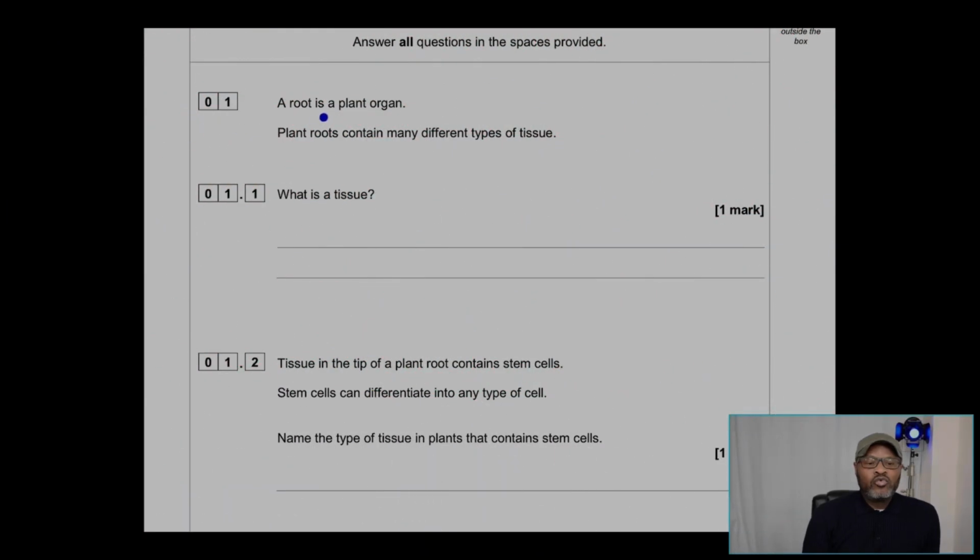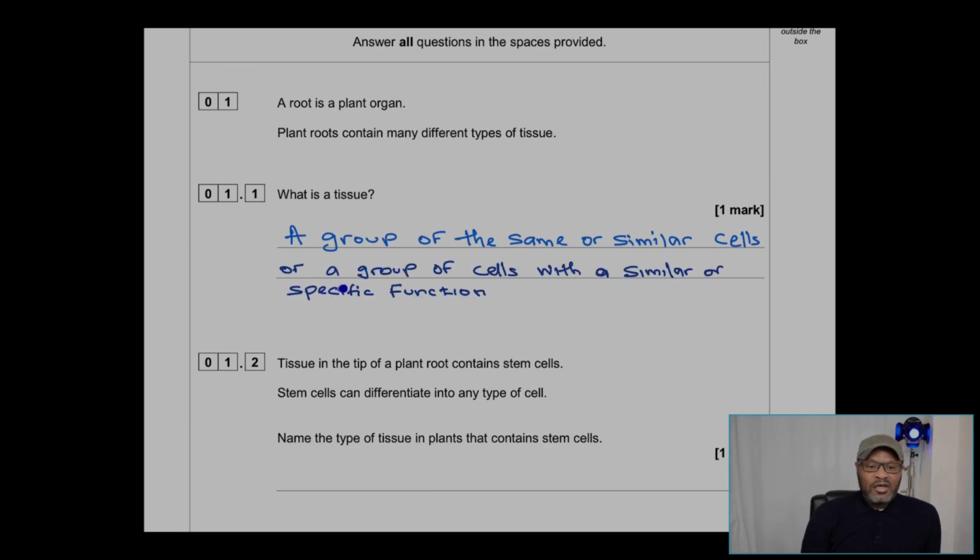Question 1. A root is a plant organ. Plant roots contain many different types of tissue. Question 1.1. What is a tissue? A tissue would be a group of the same or similar cells, or you might say a group of cells with a similar or specific function.